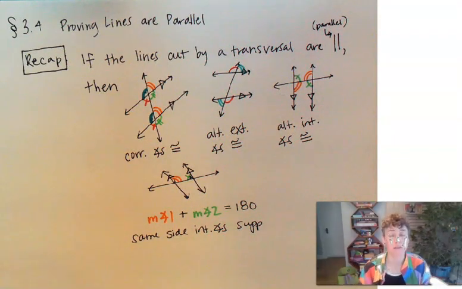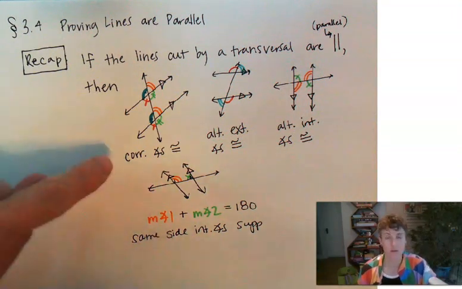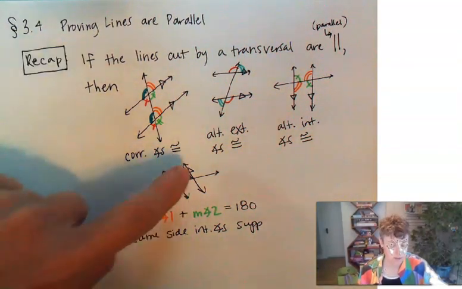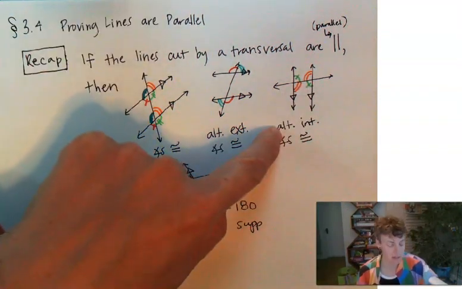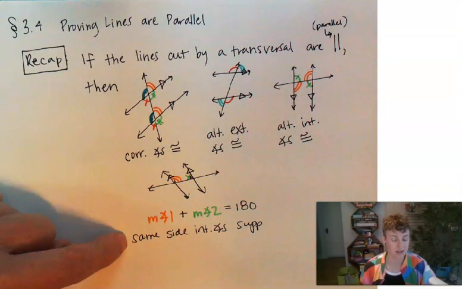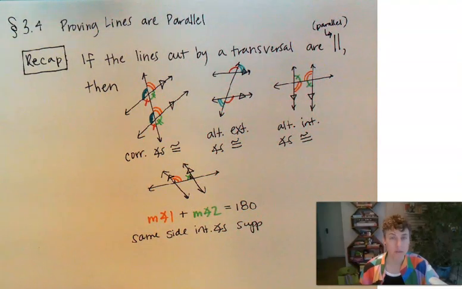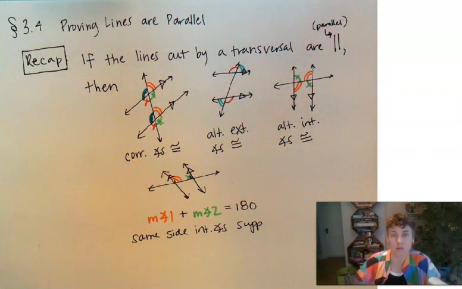Today, we're going to talk about the converse of all of these theorems, meaning we're going to take our if and then and flip them. So we'll say if the corresponding angles are congruent, then those lines are parallel. If the alternate exterior angles are congruent, then those lines are parallel. If the alternate interior angles are congruent, then those lines are parallel. Or if those same side interior angles are supplementary, then the lines are parallel. Those will be all of the converse theorems to these guys up here. Cool, let's get to it.